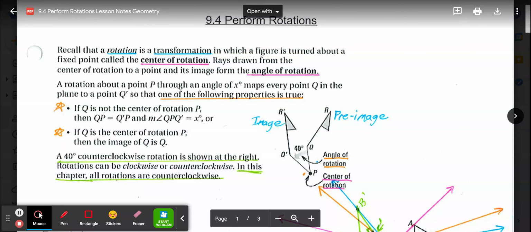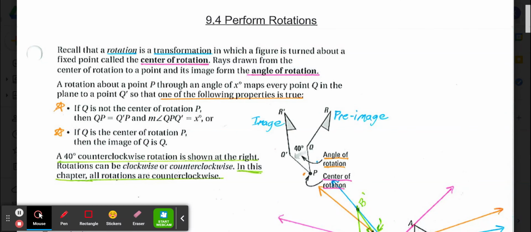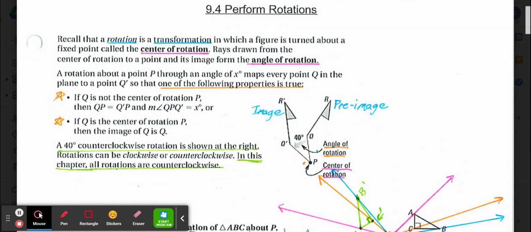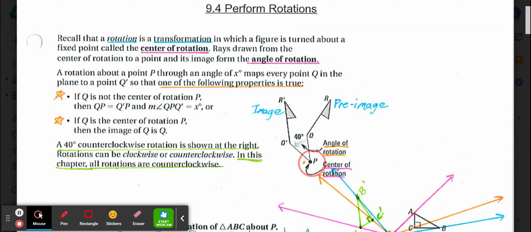Or the other property, if Q is on the center of rotation, P, so if we're rotating something that's on our point, then the point wouldn't move. Our rotation image is the same as the original pre-image.